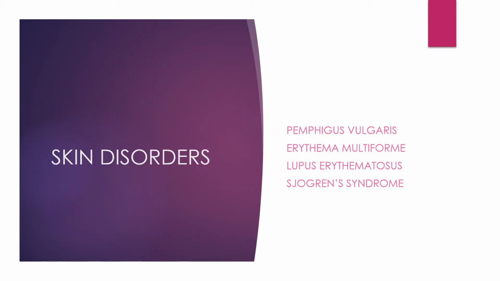The four entities discussed here have oral lesions, but also skin lesions, making them more extensive. We have discussed lupus erythematosus and Sjogren's at length, so we will touch on them very briefly.